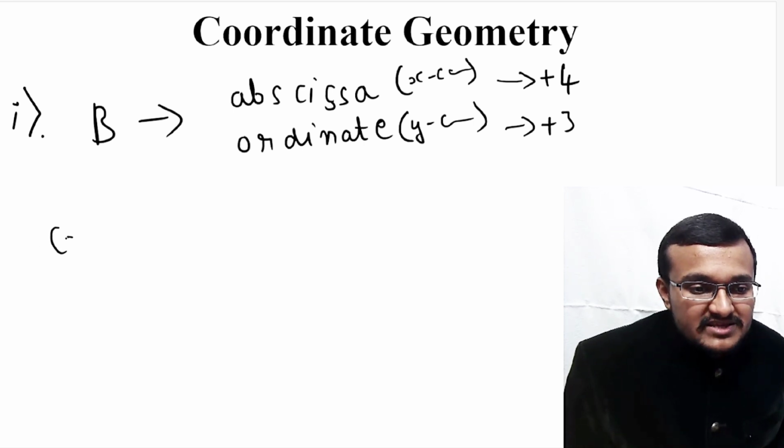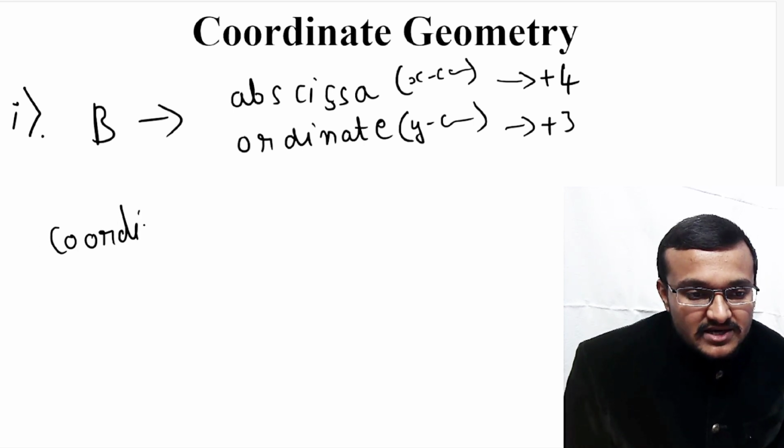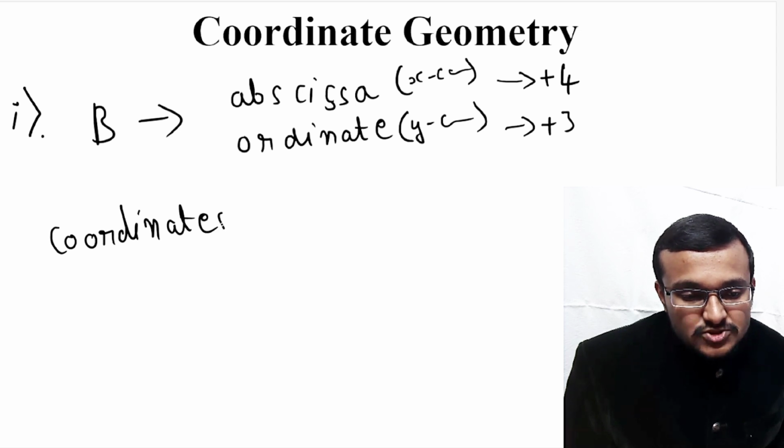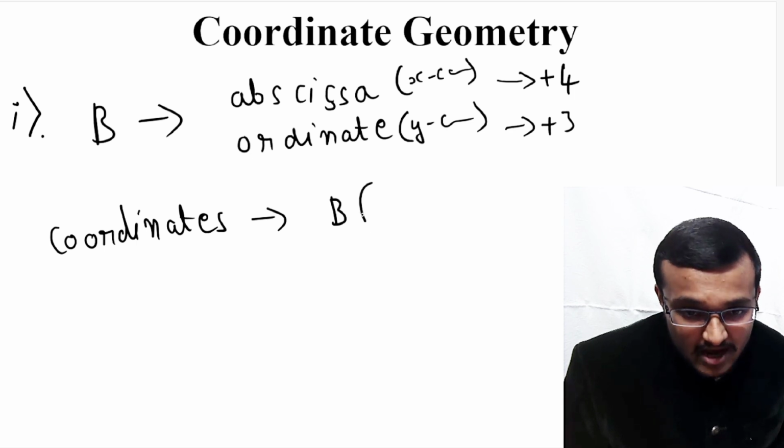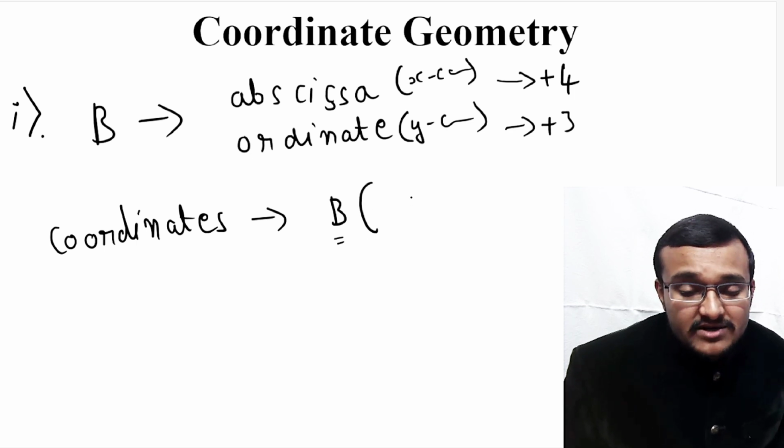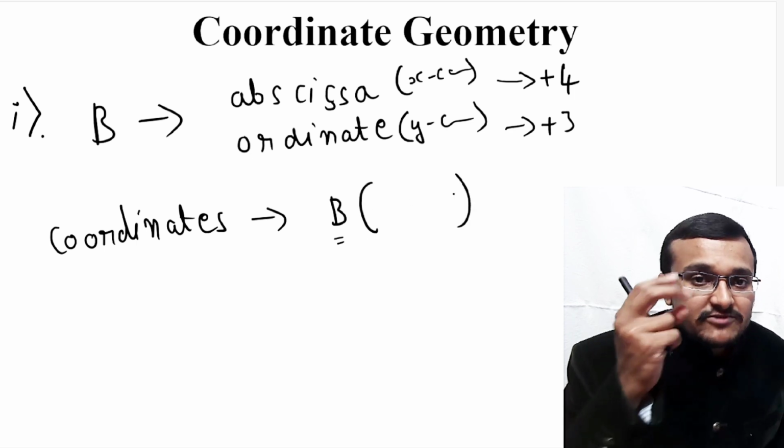Now, what will be the coordinates of this point B? While writing coordinates, you have to write B, which is the name of the point, followed by brackets, and in the brackets you have to give two numbers.